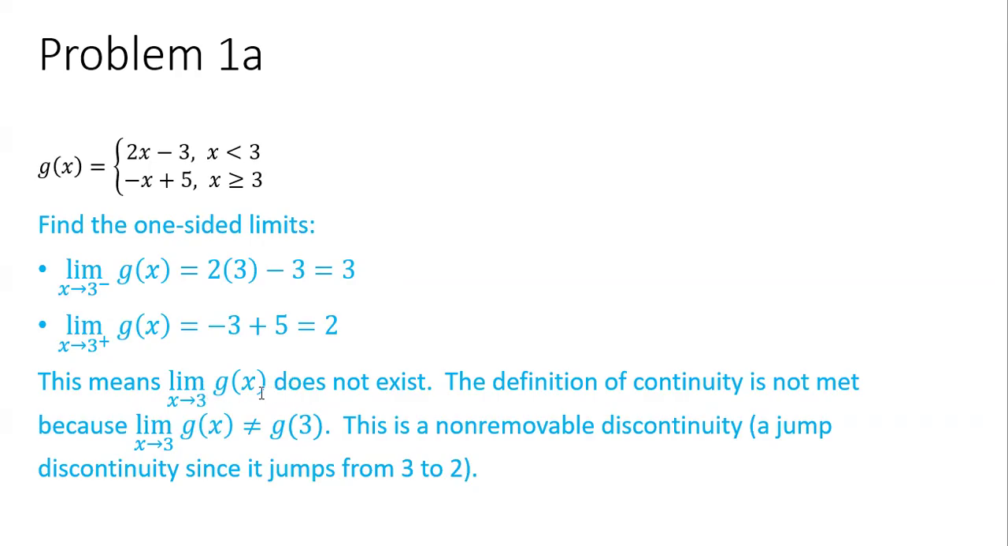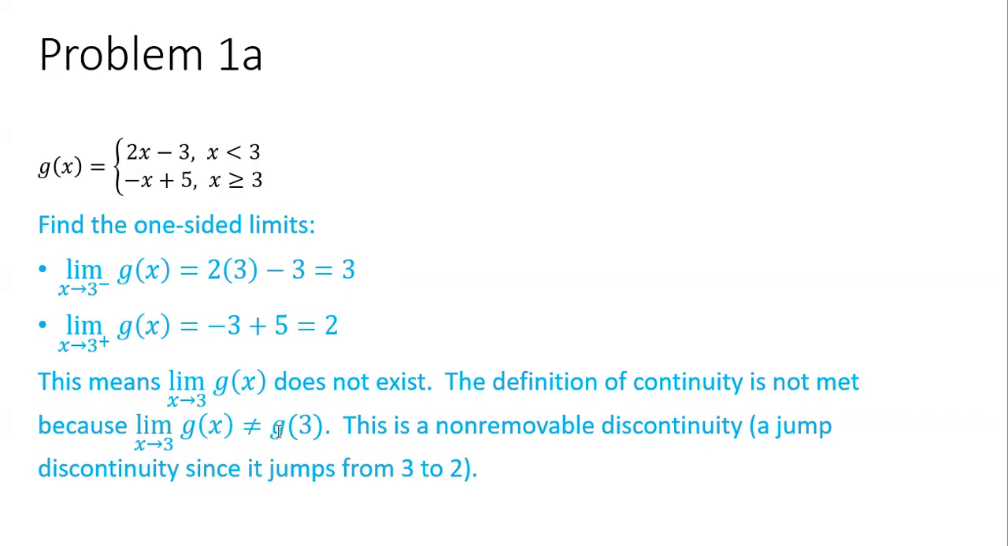That's what I said right here. So how in the world will the definition of continuity be true? How can something that does not exist equal g of 3? g of 3 is defined. It is 2. So does not exist is clearly not equal to 2, so it's not continuous there.